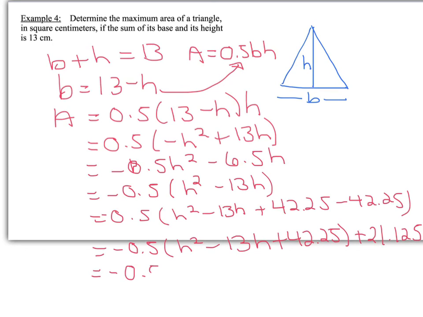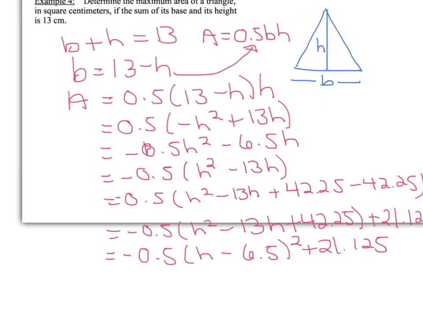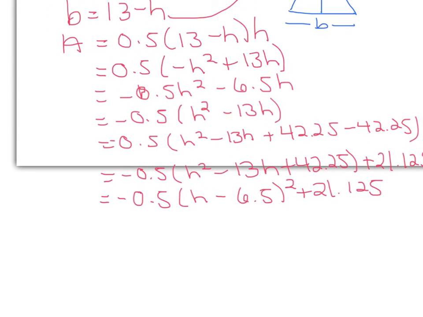Okay, so our equation, negative 0.5 times h minus, we take the square root of 42.25, or remember that would just be half of the 13 in the first place. So 6.5 all squared plus 21.125. Okay, so question was find the maximum area. That's all we needed. So we're done. All we have to do is conclude about our maximum area here.